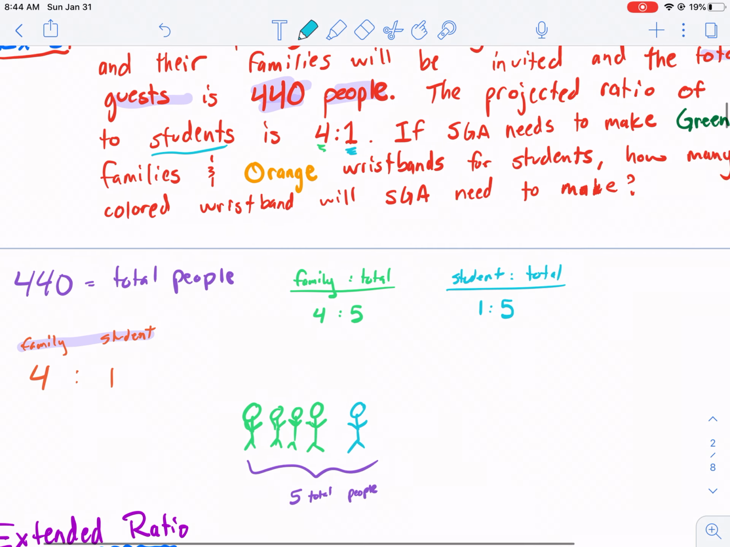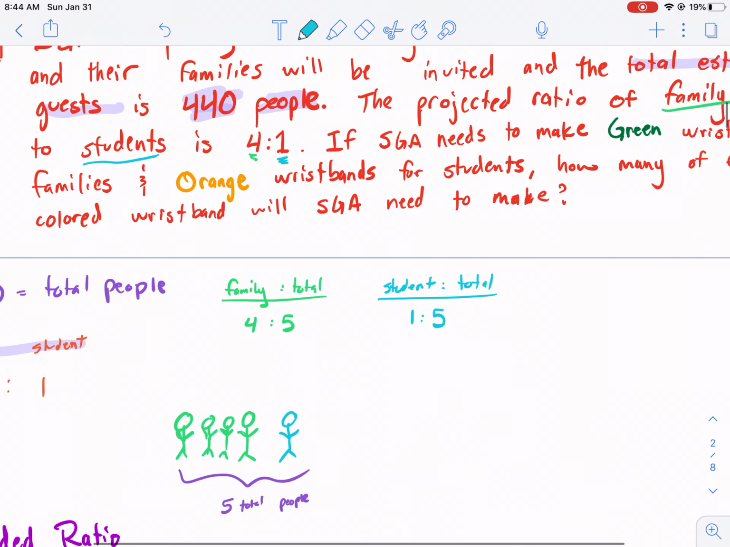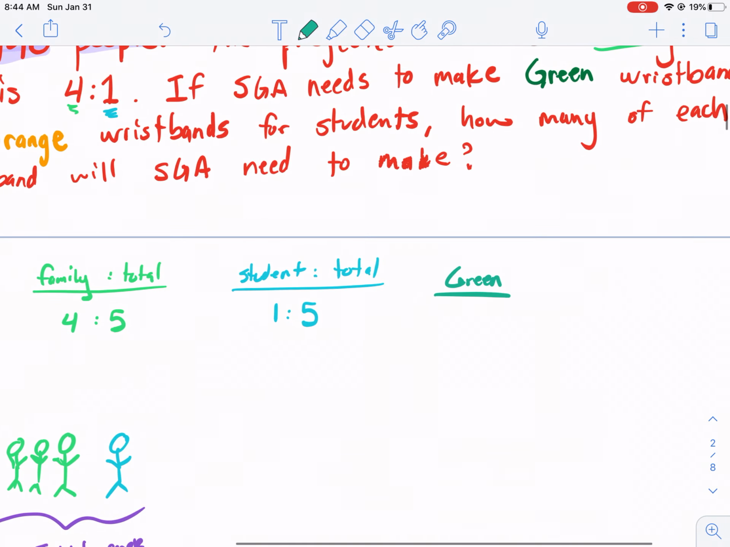Now, what we're going to do is calculate these green wristbands for the family first. So let's go over here to green wristbands, okay? Here we're going to use our ratios. So we already know that there's 4 family to 5 total people, okay? Now we're going to set it equal to the actual numbers that we have. We know the total people is 440. That's what it gave us at the beginning. Okay, 440 total people, students plus family members.